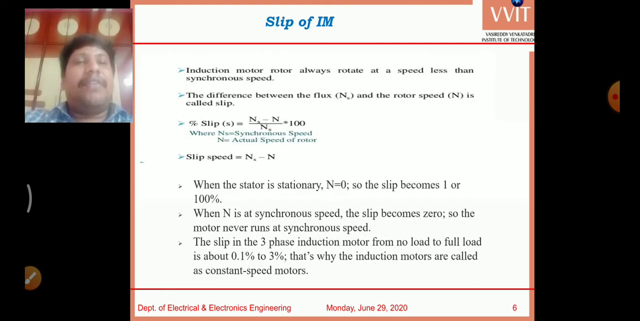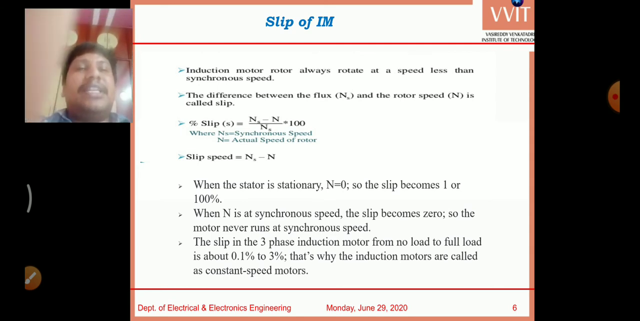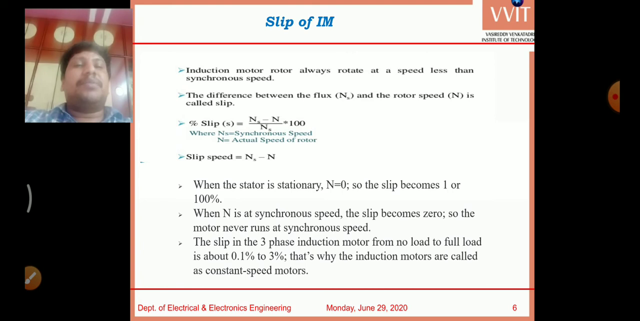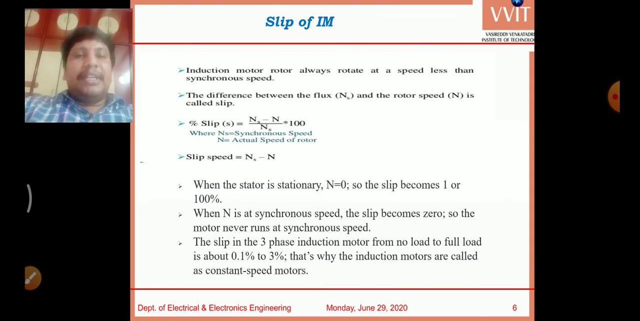Next, slip of an induction motor. In the induction motor, the slip is defined as the difference between the synchronous speed and the rotor speed, with respect to the synchronous speed. If you want the percentage slip, we multiply by 100. Here in this relation, S is the slip, Ns is the synchronous speed, and N is the rotor speed, or actual speed of the rotor. The slip speed is the difference between synchronous speed Ns and rotor speed N.